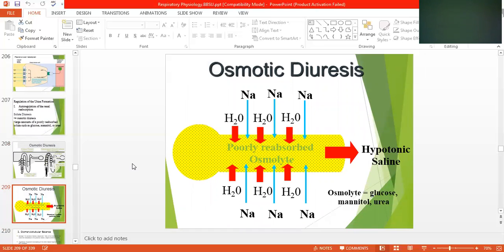Osmotic diuresis means there is sodium entering into the tubule, and water also entering into the tubule. So sodium and water both enter into the tubule, and hypotonic saline is excreted out from the urine. Osmolytes like glucose, mannitol, and urea decrease the osmotic pressure by being excreted out from the body.